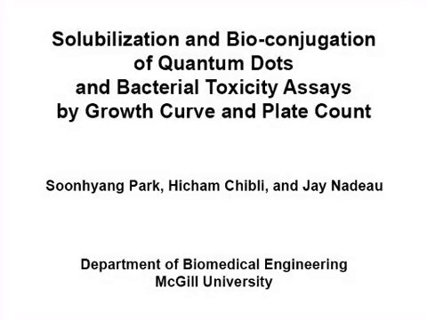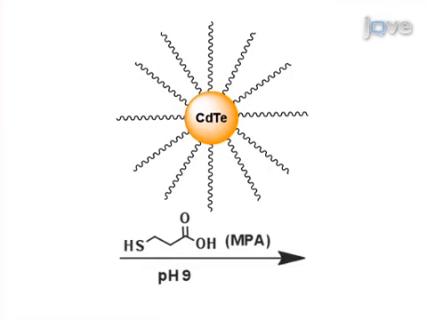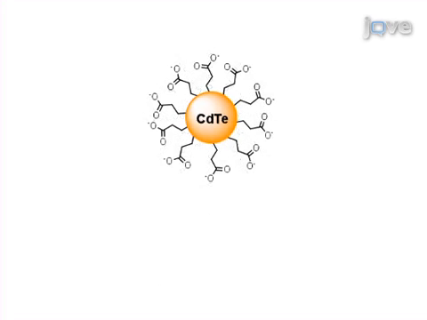The overall goal of this procedure is to perform high-throughput screening of antibacterial effects of nanoparticles with or without conjugation to antibiotics. Here, the antibacterial effects of polymyxin B conjugated cadmium telluride quantum dots are tested. To accomplish this, the quantum dots are first solubilized in mercaptopropionic acid.